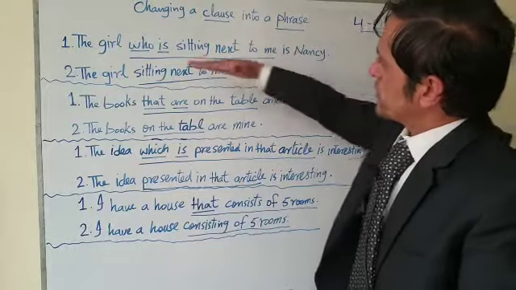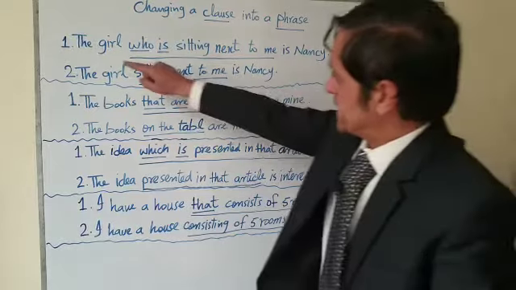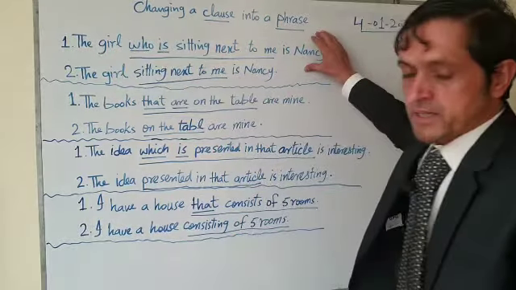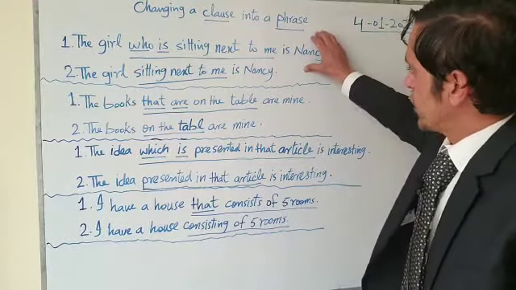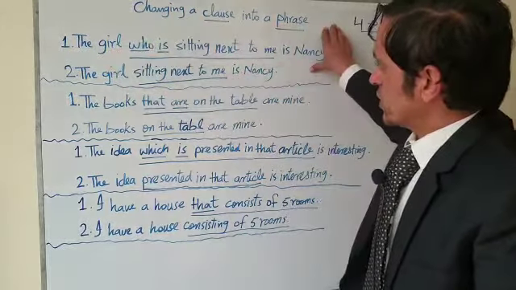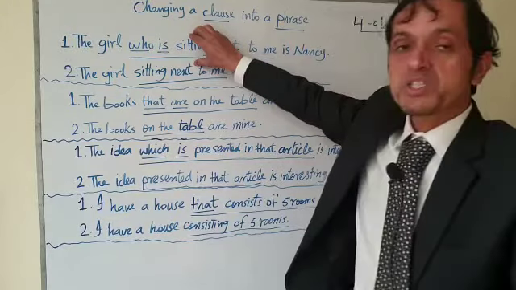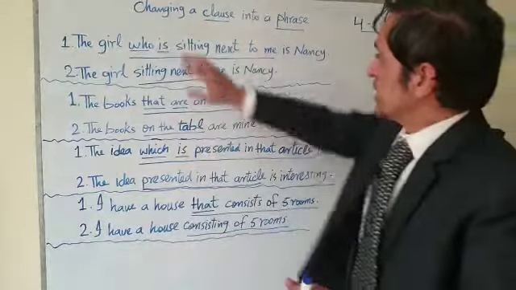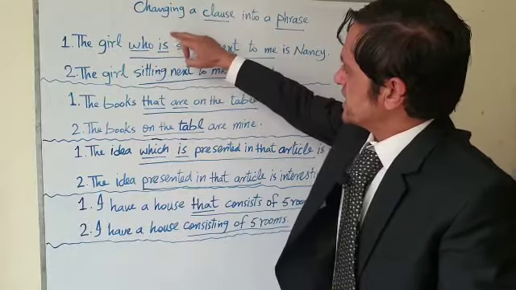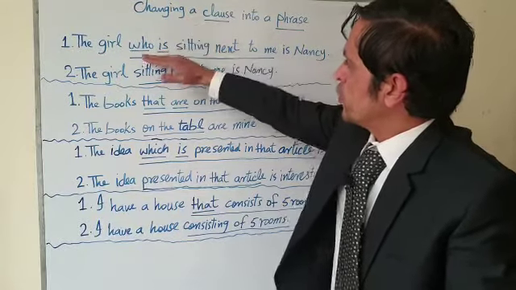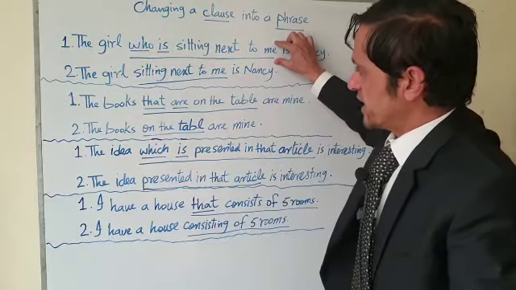Okay, now here, the girl who is sitting next to me is Nancy. You understood that the girl is Nancy. This is an independent clause, and we are not supposed to bring any change in this part of the structure. We are supposed to bring change in this part, which is the adjective clause, the dependent clause. Who is sitting next to me? Now who is the subject, is is the to be verb. Who is sitting next to me? So from here up to there, this is a clause, this is the adjective clause.